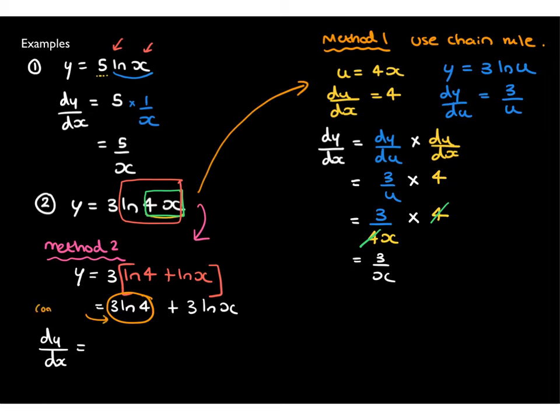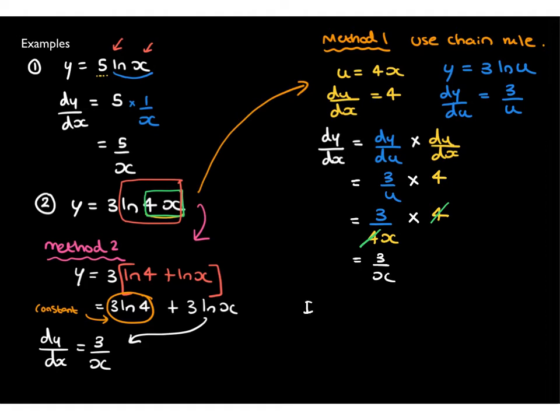Now, what do we know about constants? They're just numerical values. There's no x component to this. It will differentiate to 0. So the only part that will contribute to the derivative is this 3 ln x, which we know will differentiate to 3 over x. So again, we get the same answer, and notice that 4 is not present.